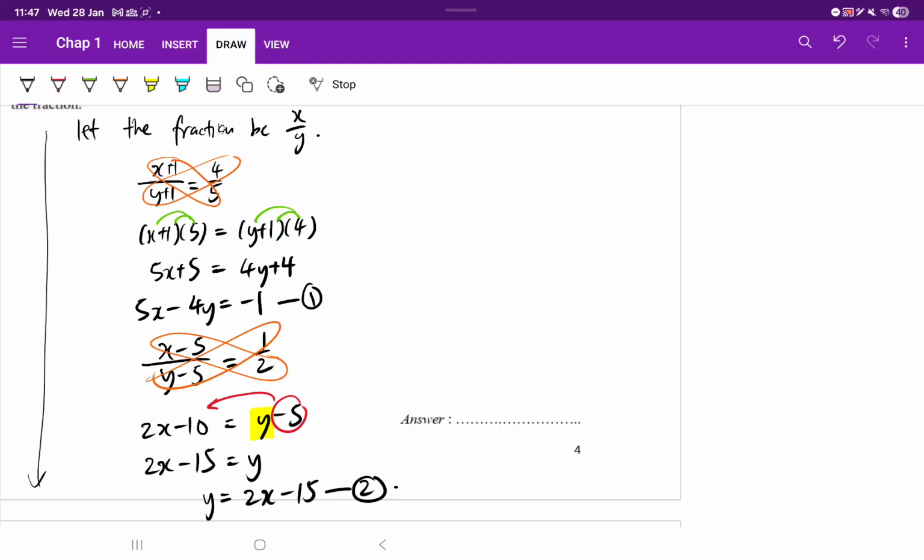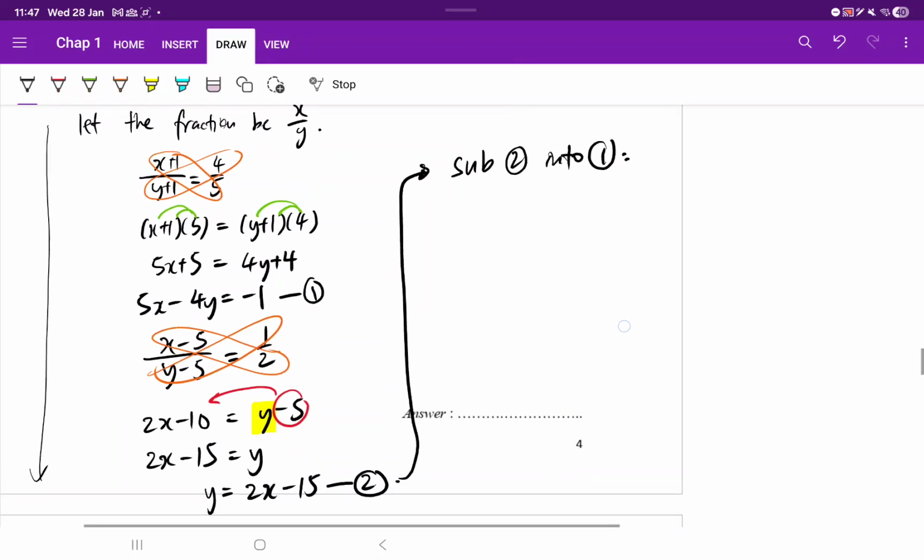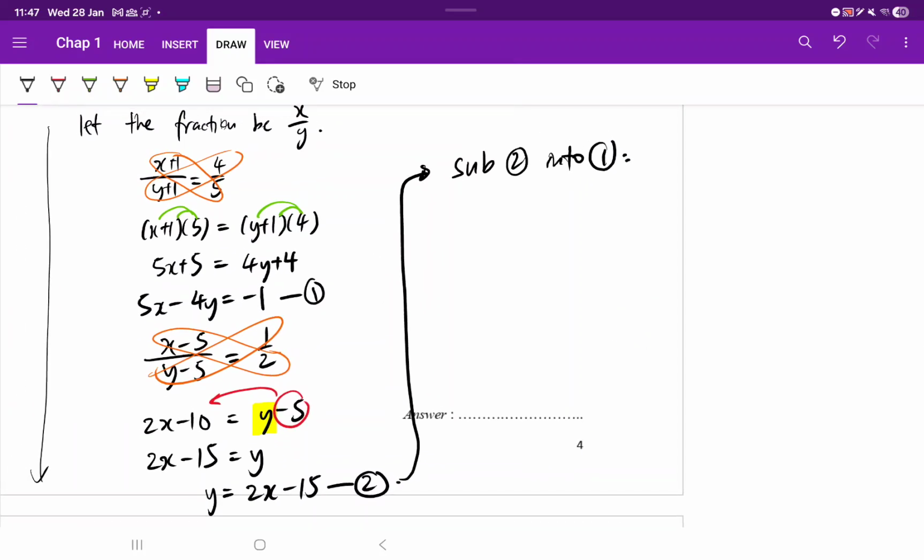Because when I run out of space, I then do this, arrow. The arrow tells the examiner what you should read next. So what should the examiner read next? Substitute 2 into 1. This is proper annotation, proper presentation. Okay? Copy. Yeah? So we present properly.